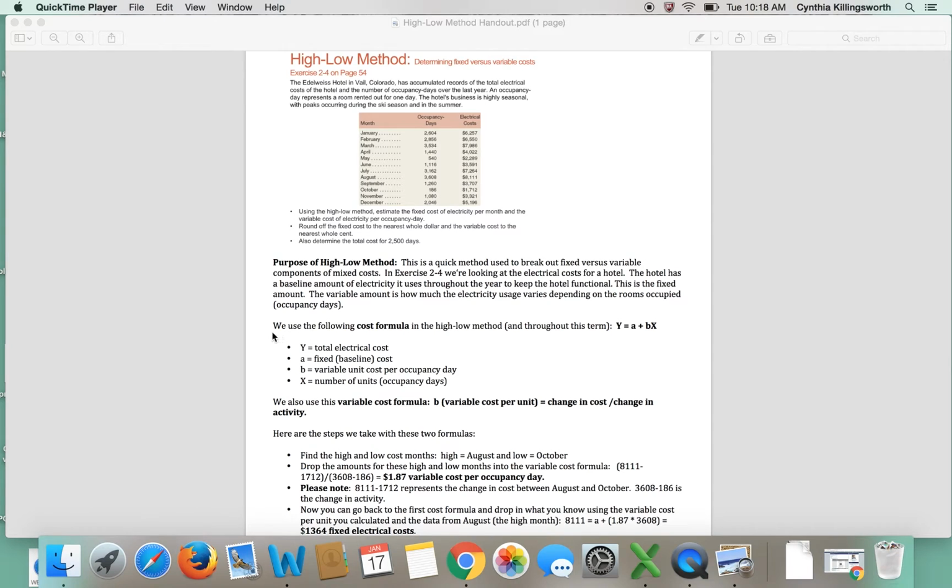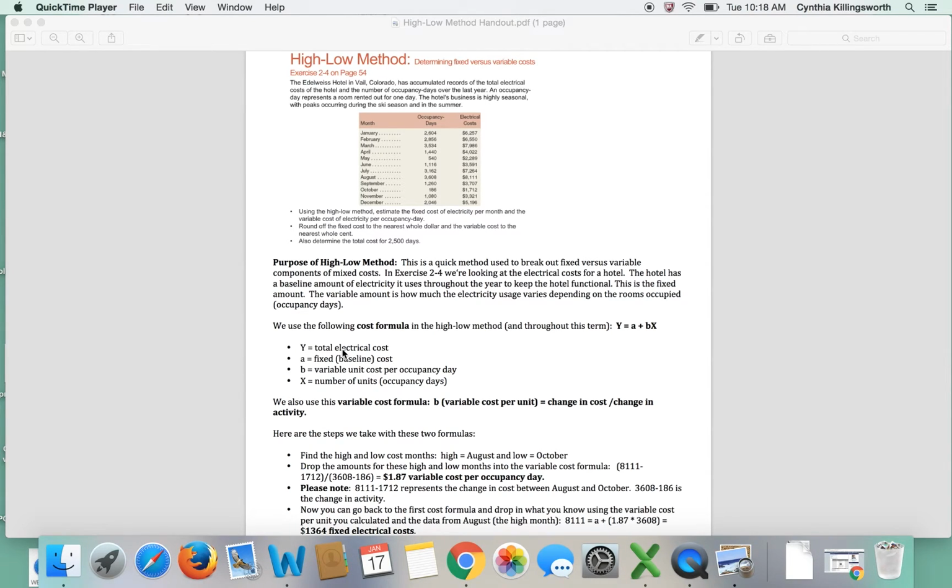So the first formula that we need to learn how to use is the overall cost formula. And we're going to use this formula throughout the term, so it's something good to get very familiar with. And please don't be intimidated by this. It's not that difficult. We just have to kind of figure out what each of these symbols mean. So y equals a plus bx.